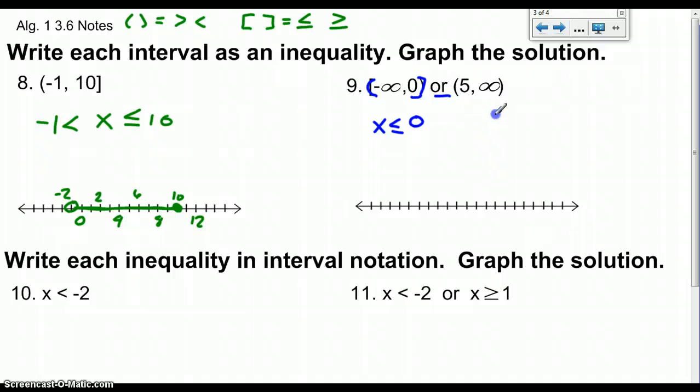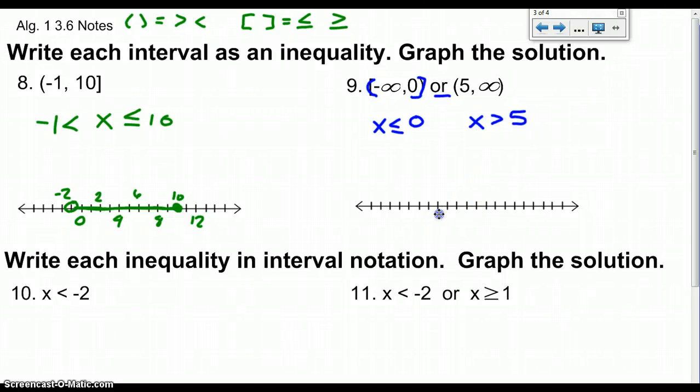So for this one, we are going to have x, and it wants all the numbers greater than 5, up to infinity. So all the numbers greater than 5. And it does not include it because it's a parenthesis. So those are the two equations that we have. And now we're going to graph them.